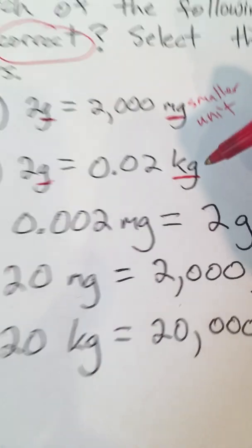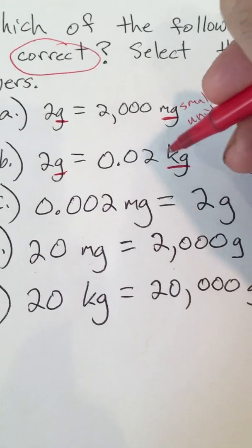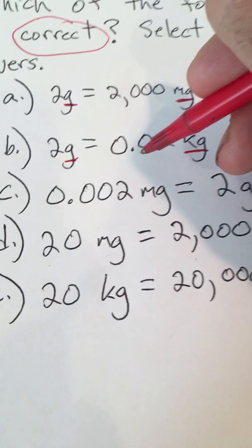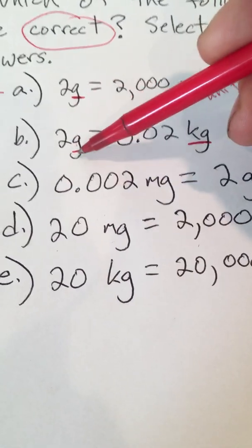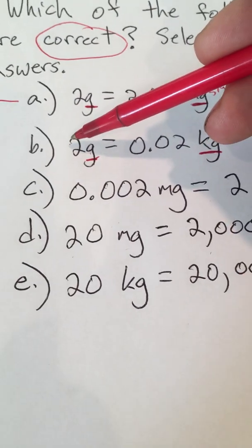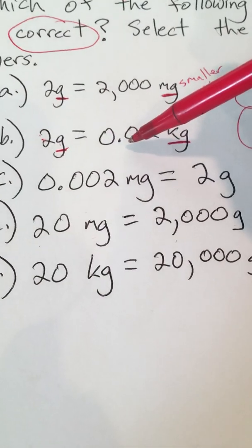Okay? Kilograms are the bigger unit, so you need to have a smaller number of them. 0.02 is smaller than 2, right? Smaller unit, grams, should have a bigger number of them. 2 is bigger than 0.02. So this could be right also.